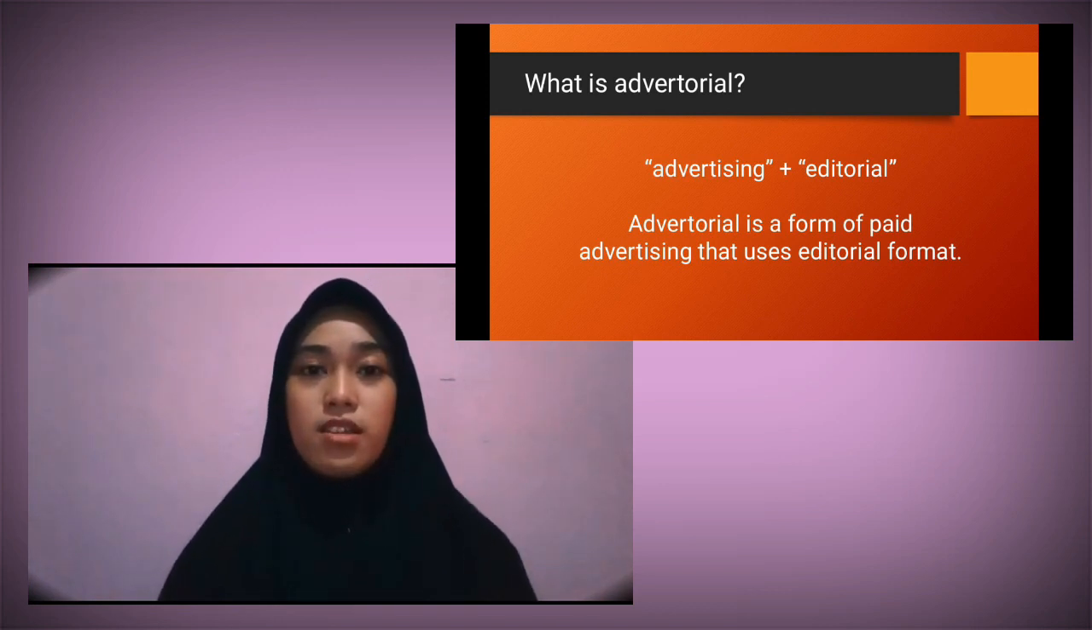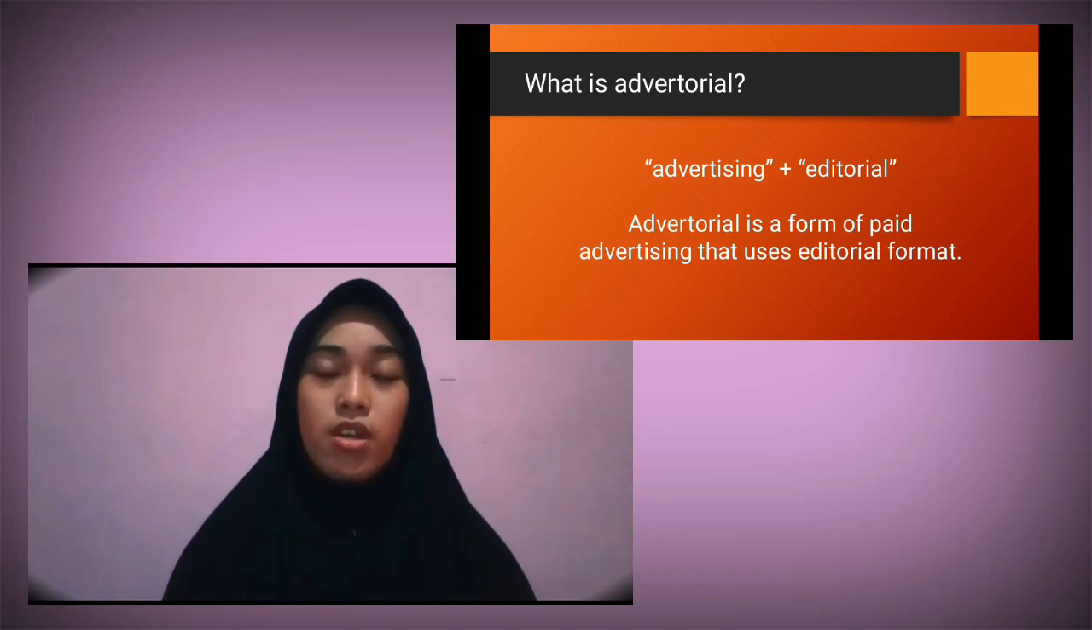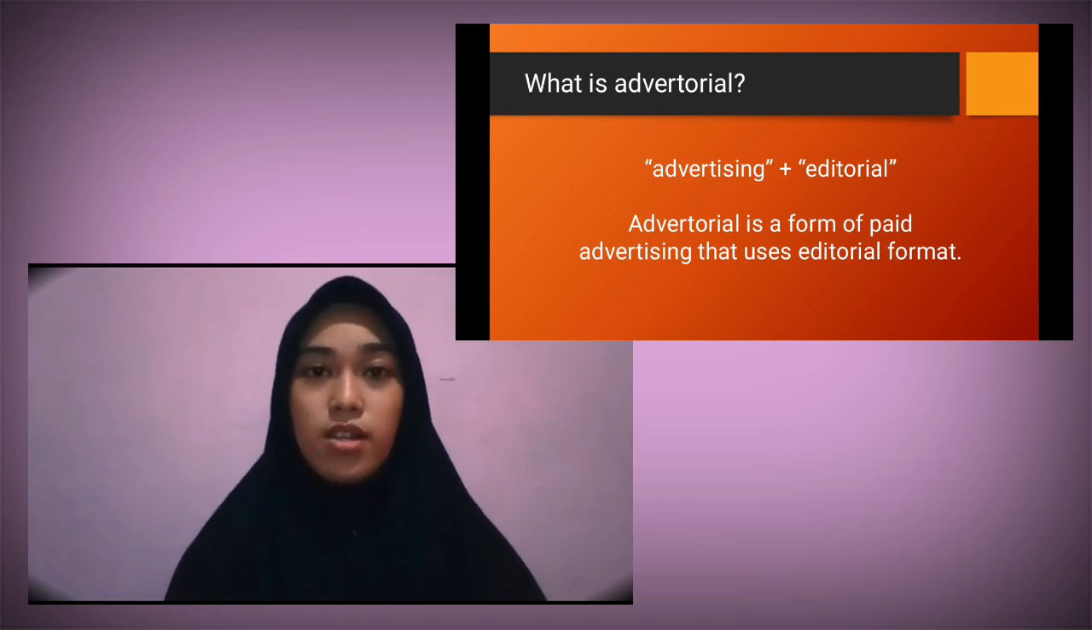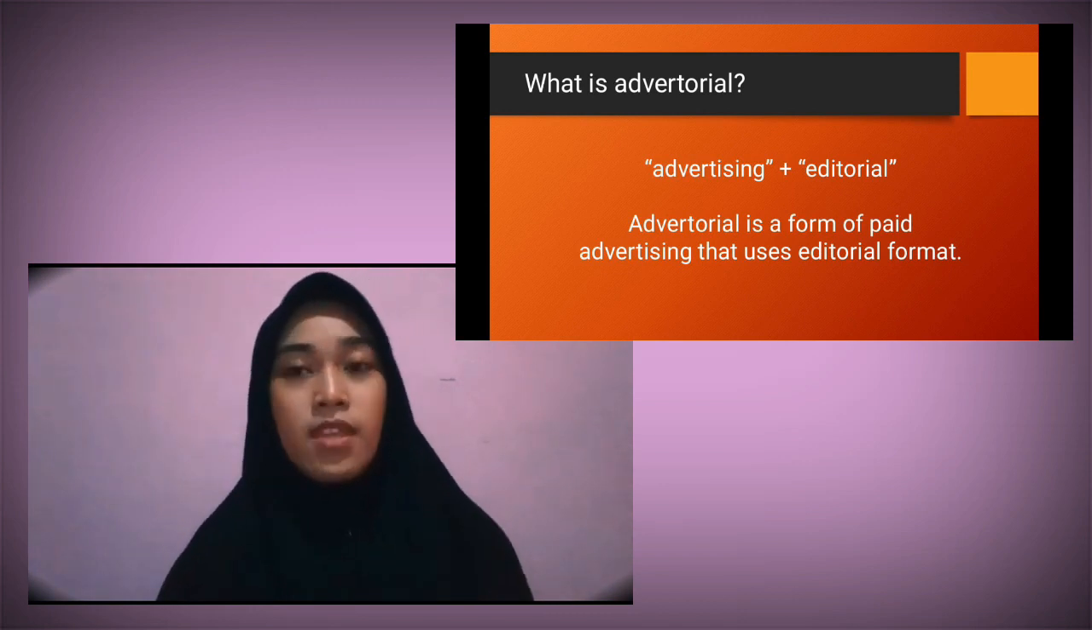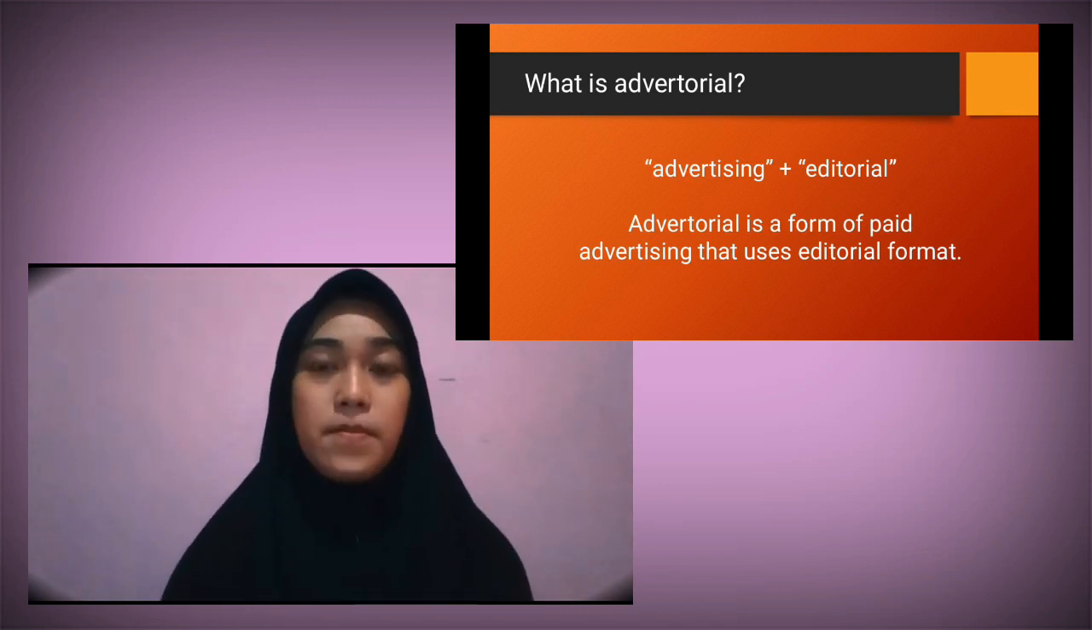This advertorial is more detailed than an advertisement, so it will help the consumer to understand more about the product or the service. This advertorial is usually written by an agency or the client itself, and then they purchase the ad space on the website or in a magazine or in a newspaper. And some of them choose to put these advertorials in special sections.